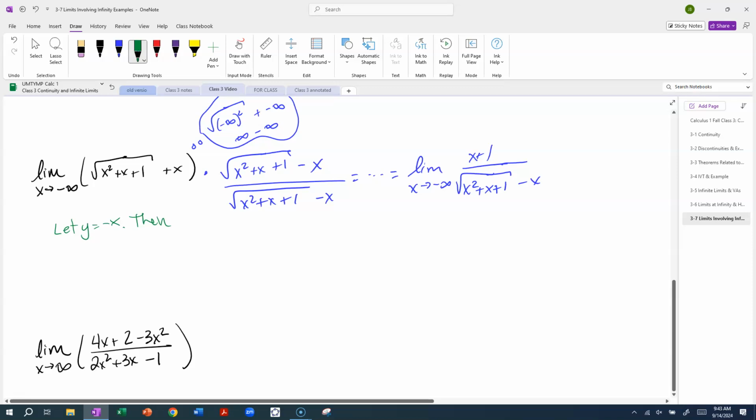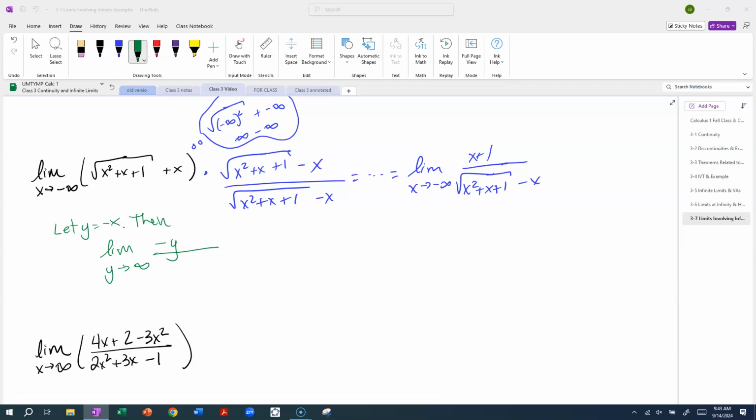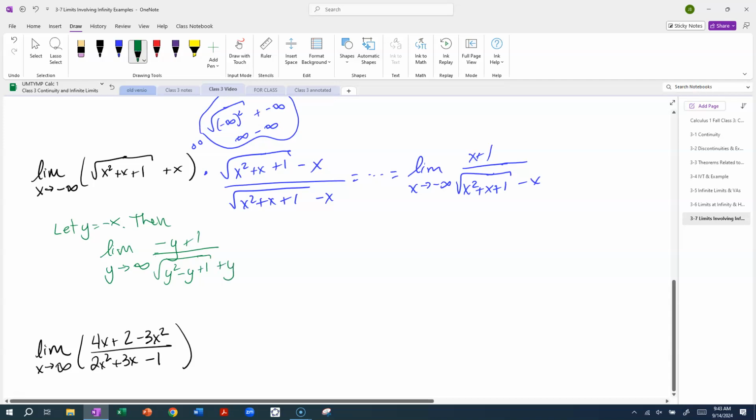Then what I get is the limit as y approaches positive infinity, because I do a substitution of negative x. This would give me in the numerator negative y, because I had positive x, and then plus 1, over the square root of y squared minus y plus 1, and then plus y. Okay? And now what do I do? How do I go further?